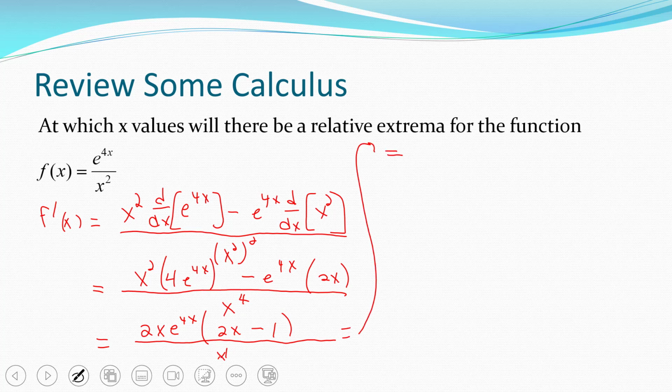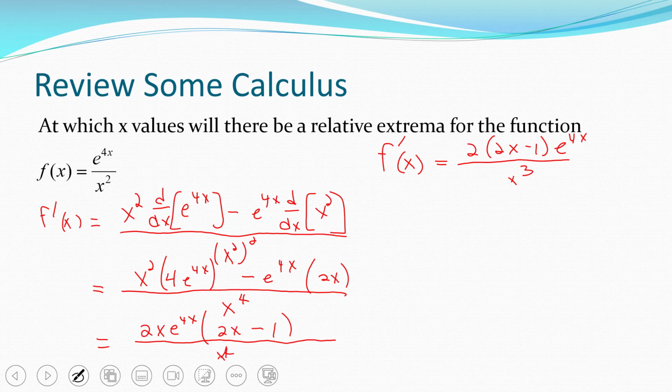So we'll just start a new line. That's the derivative of f of x then equals, a factor of x at least cancels. So I have a 2 times a 2x minus a 1 times an e to the 4x. And that's all over x cubed because this was x to the 4th. Great, that's the derivative. So now let's just go ahead and solve that the derivative is 0.